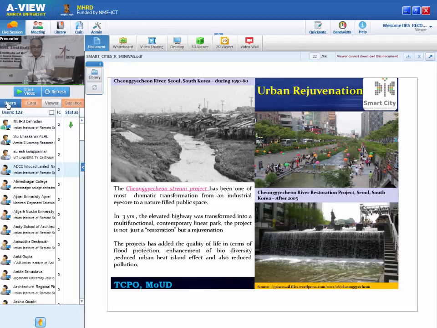Now, this was only possible because of huge efforts made by the mayor of Seoul, who went on to become the president of South Korea. And it was only his efforts, and he took a lot of pains and a lot of stakeholder consultations to make this project successful. If somebody has already visited, or if somebody gets a chance to visit Seoul, he or she must see this area. That's a perfect example of rejuvenation.